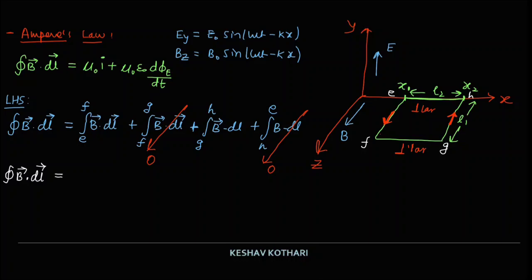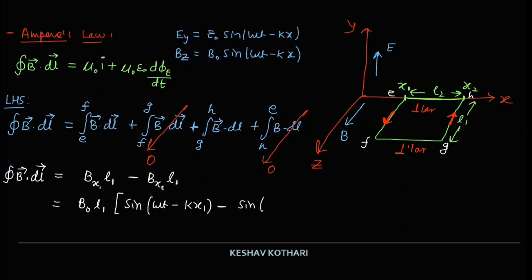So if we modify this expression for the circulation of B dot dl, from E to F the value is positive, so it is magnetic field at x1 into length L1, and for the segment G to H the value is negative, so magnetic field at x2 into length L1. Putting in the values of B at x1 and x2, with B naught L1 taken as common, we are left with sine of omega t minus k x1 minus sine of omega t minus k x2. We call this the first equation, the result of solving the left hand side of the modified Ampere's circuital law.